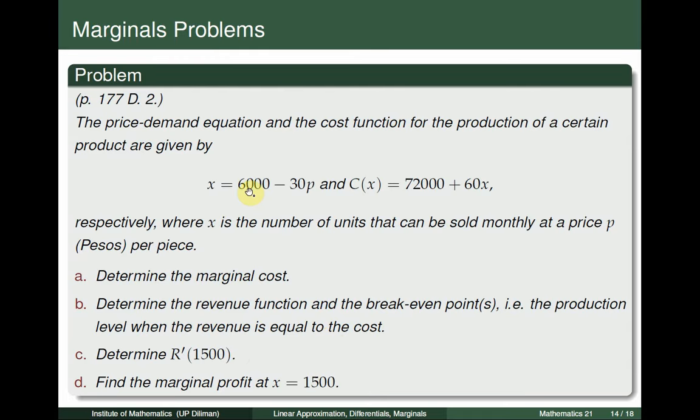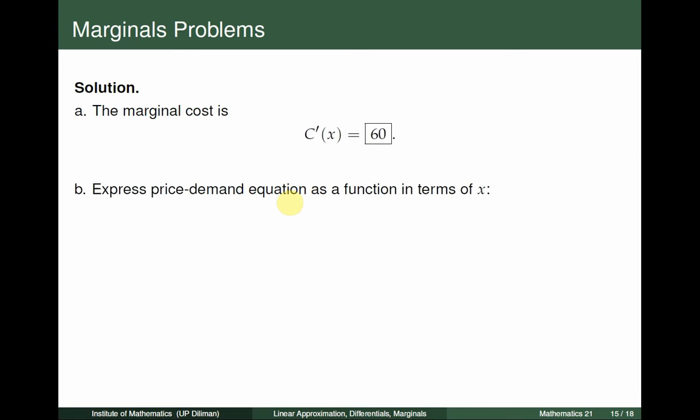We only have price demand and cost. But don't worry, we can obtain the revenue function using the price demand equation. So that's what we're going to do first. We express the price demand equation as a function in terms of x by solving for p in terms of x. So x equals 6,000 minus 30p. That is the price demand equation from a while ago.